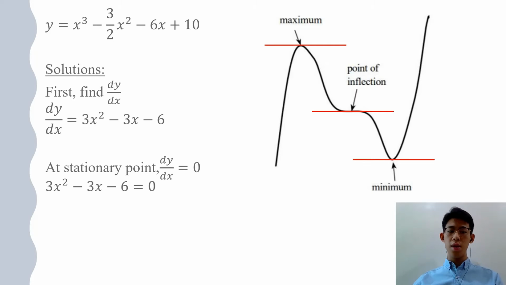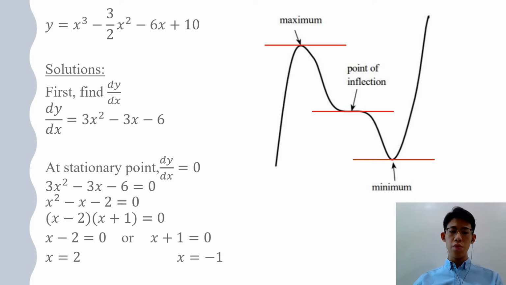So, we let 3x squared minus 3x minus 6 equal 0. Simplify the equation by dividing by 3 on both sides. We get x squared minus x minus 2 equals 0, and we factorize the equation, or use the EQN function of the calculator to solve the equation. We will get x equals 2 and x equals -1.